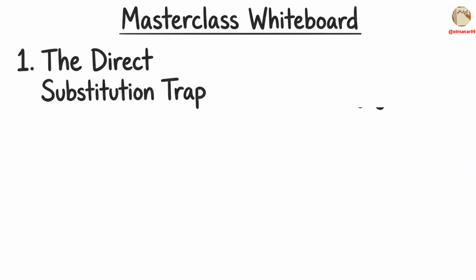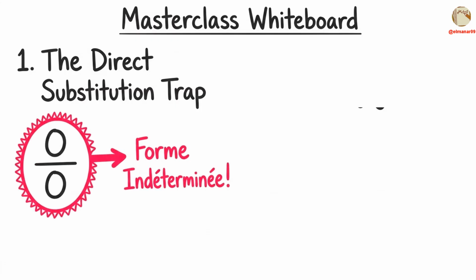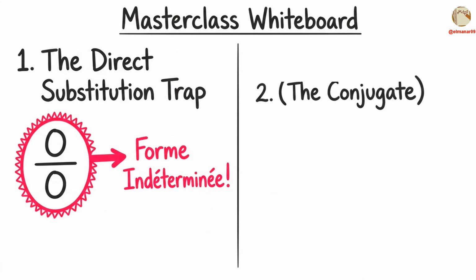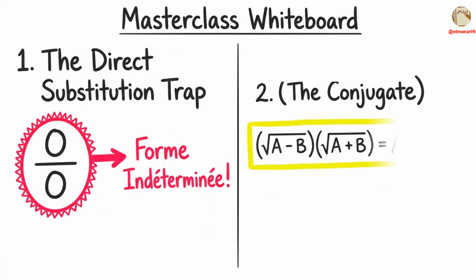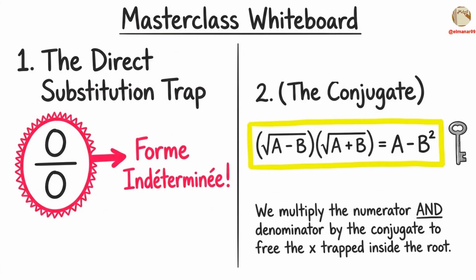1. The direct substitution trap. When you first see a limit problem, your instinct is to plug the value of x directly into the expression. However, in these specific cases, you often end up with a 0 over 0 result. In math, we call this an indeterminate form. It doesn't mean the limit doesn't exist, it just means it's hidden, and we need a special tool to find it.